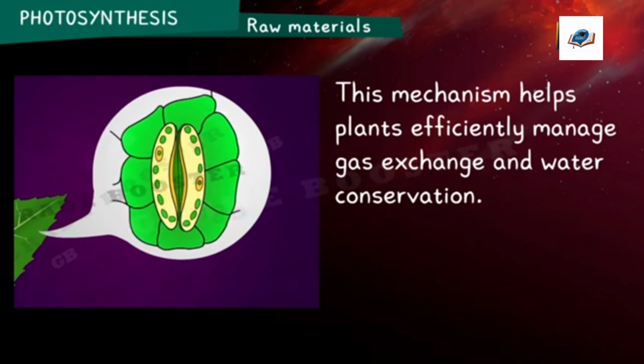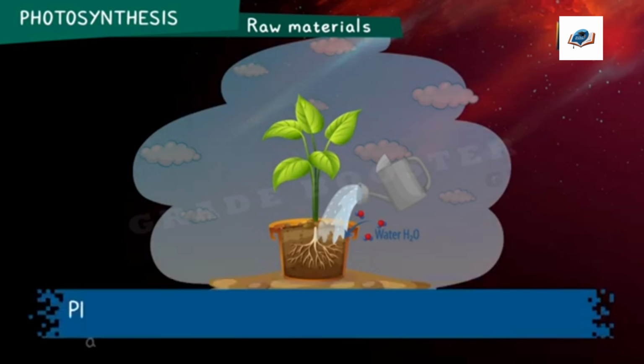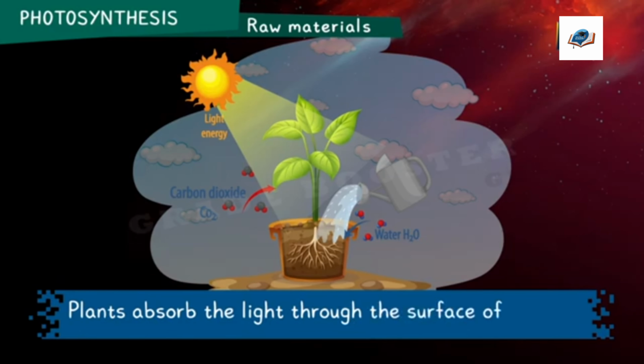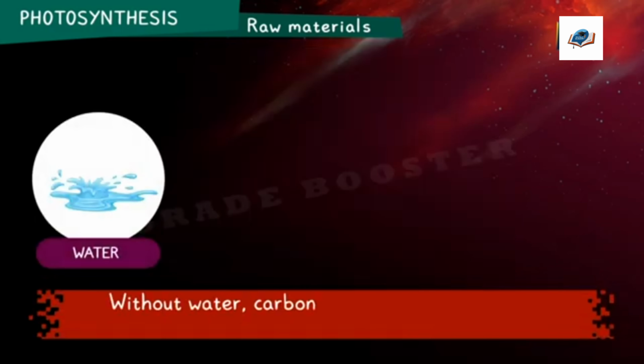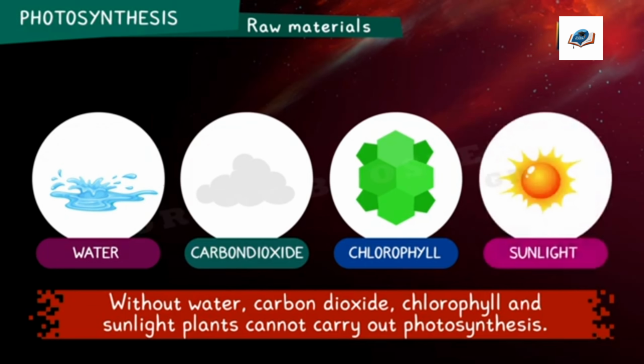Let us see how they get the other materials. Plants get water from the soil through roots. Plants get the light through the surface of the leaf. Water, carbon dioxide, chlorophyll, and sunlight. If any one of the components is missing, plants cannot carry out photosynthesis. Let us verify it with some activities.